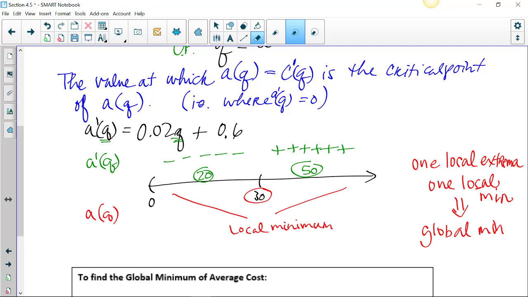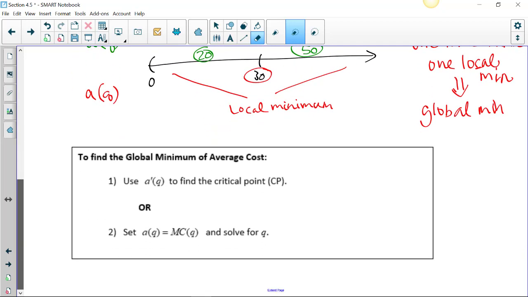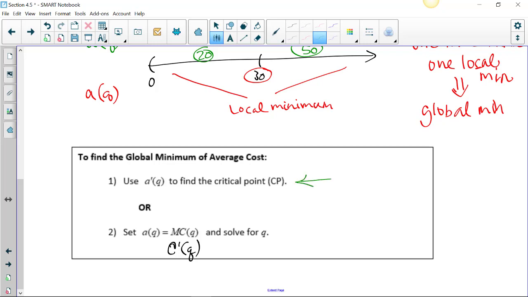Okay, so what's that telling me? If I want to find out how to minimize average cost, or find the global minimum of average cost, we have two ways we can do it. You can use the derivative of average cost, find the critical point, and find out if it is a global minimum, or you can set the average cost equal to the marginal cost, or C prime of Q, and solve for Q. So either way works. Probably most of the time this one is the nicer way, less algebra for solving, but that's your choice.